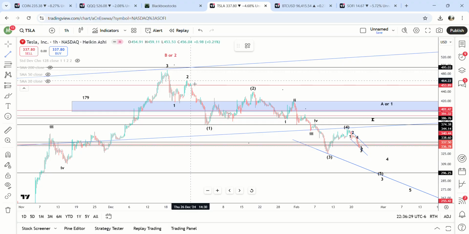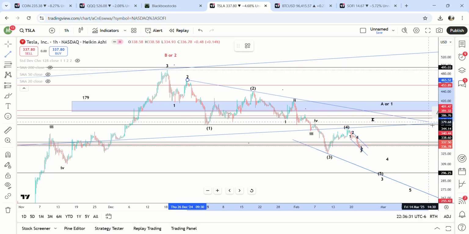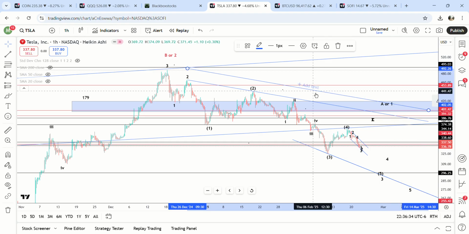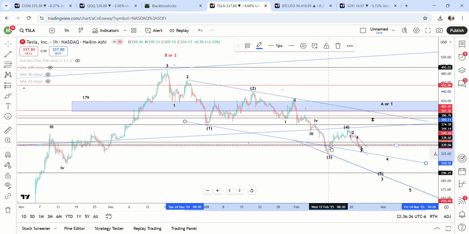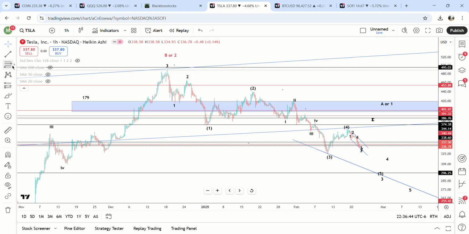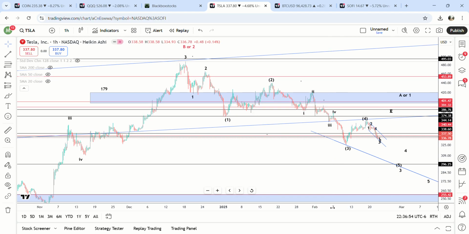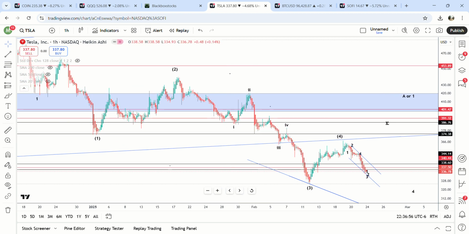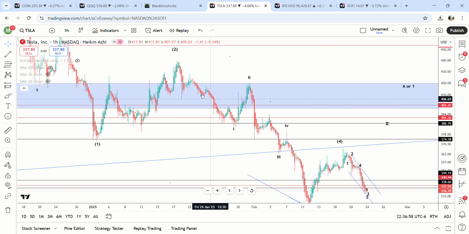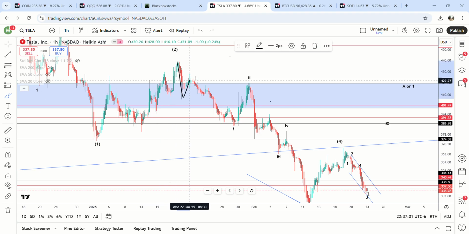Let's draw a parallel line and just see what happens. This breaks the parallel line. That would be where the third wave would end. I did notice this too. It hits the 1.61 fib and bounces. So on this right here, it's like, what is this? I think that this is actually 1, 2, 3, 4, 5, ABC.